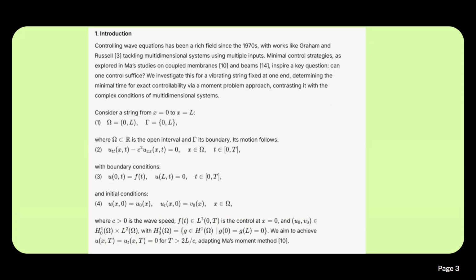Controlling wave equations has been a rich field since the 1970s, with works like Graham and Russell tackling multi-dimensional systems using multiple inputs. Minimal control strategies, as explored in studies on coupled membranes, reference 10, and beams, reference 14, inspire a key question: can one control suffice?